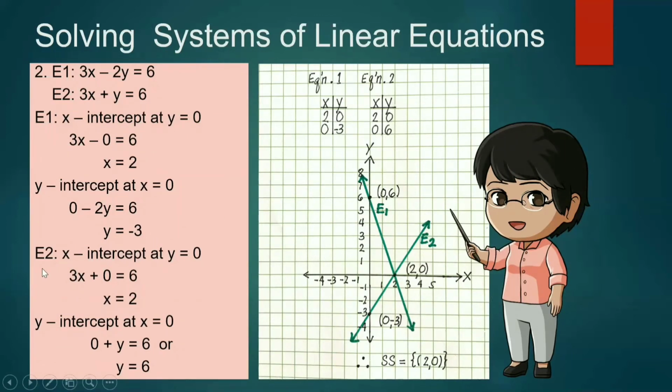Then for equation 2, the x-intercept is y equals 0, x equals 2, and the y-intercept is x equals 0, y equals 6. It is given in the table, and the two graphs intersect at (2, 0). So the solution set is equal to the ordered pair (2, 0).